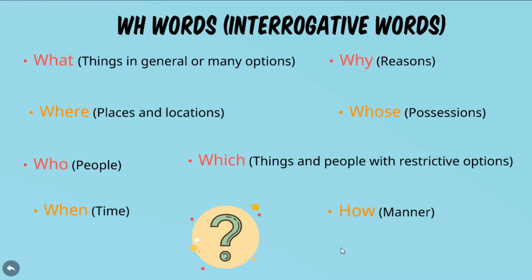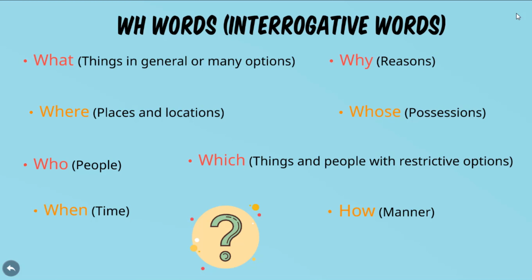What refers to things in general or many options in the answers. There is a difference between what and which, because which refers to things and people with restricted options in the answers. O sea, sus significados podrían aclarar esta parte. What es qué o cuál. También puede ser cuál cuando en las respuestas hay muchas opciones.